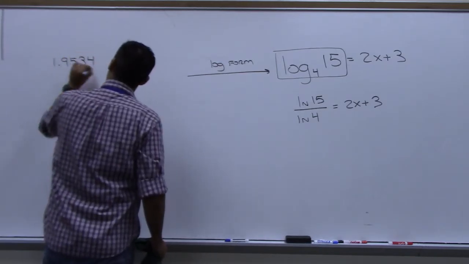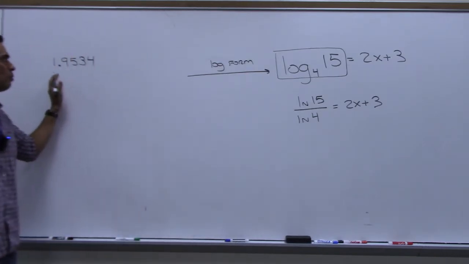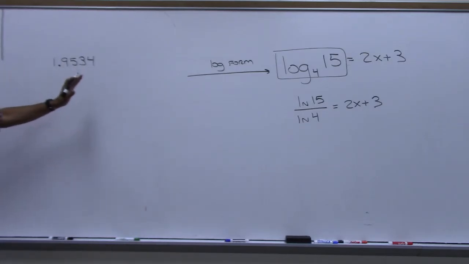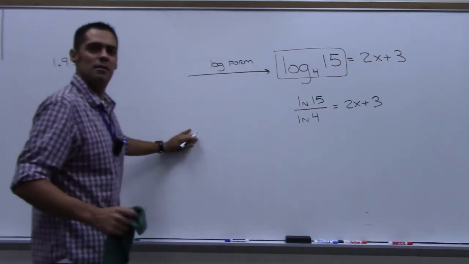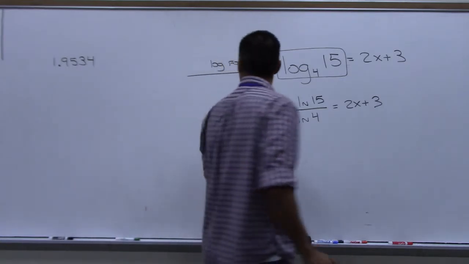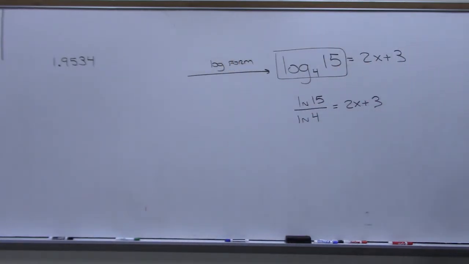1.9534. Now, I want you to go at least 4 decimal places. If you want to go further, you can. What's wrong? Okay. Anyone else get 1.9534? Yes? Okay, so let's see how you typed it in. You got to close that parenthesis after the 15. Every time you're done with the natural log, close it.